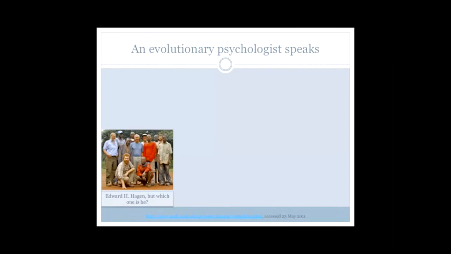So what are the basics of evolutionary psychology? How does it work? Let's take the work of the respected Edward H. Hagen here on a field trip. I haven't been able to identify which one of the fellas he is in that group. Maybe the one with the red beard. I do hope so. Or maybe he's the slightly elder man.